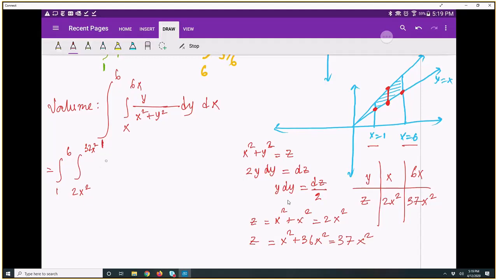And the function I'm integrating, remember y dy, that term together is now dz over 2. And the term on the bottom is your substitution, z. So the integration has become much easier. Take this constant 1/2 out, and you get integration 1 to 6 dz over z, with the limits of integration being 2x squared to 37x squared dx.